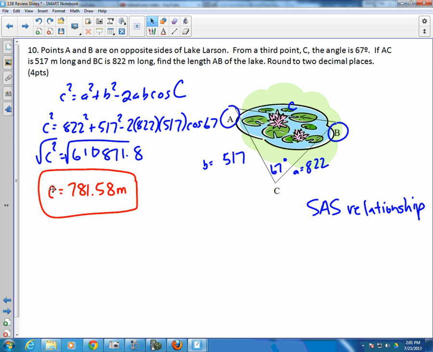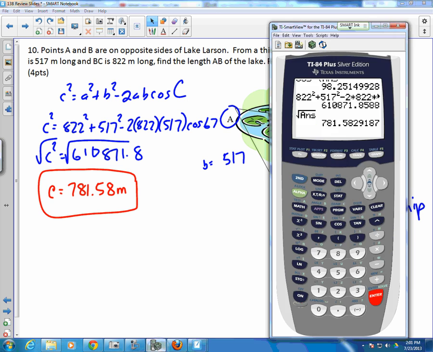So just a real quick recap of law of sines, law of cosines. Hopefully that helps you with these particular problems.